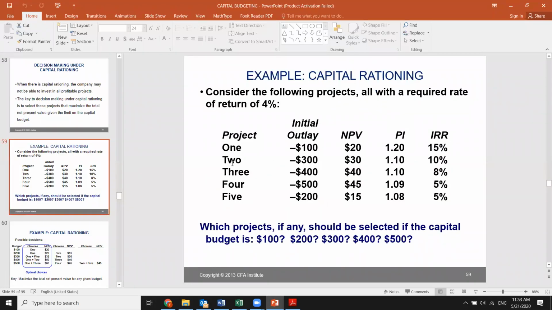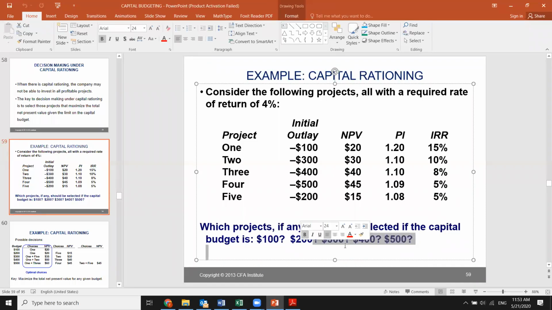So the example is given here. There are 5 projects with the initial investment costs, as you can see, and $20, $30, $40, $15, respectively. The NPV and the PI are given as well, and the IRR is given as well. So here's the question: which project should be selected if the capital budget is $100, $200, and $300? So tell me, if it's $100, which project would you select? The first project. Yeah, project 1 would be selected. Let me just mark it. So project 1 will be selected if it's 100.